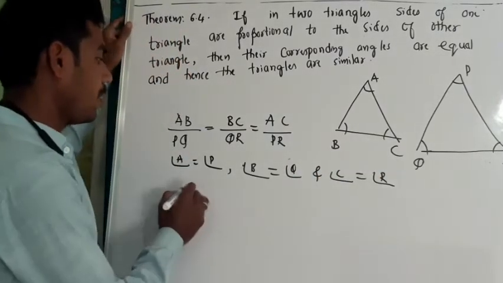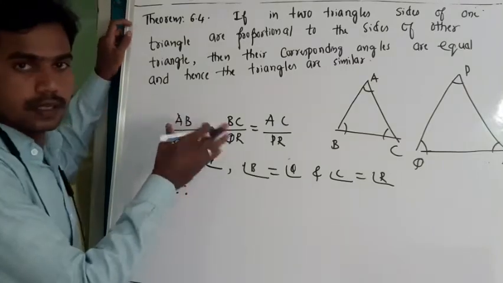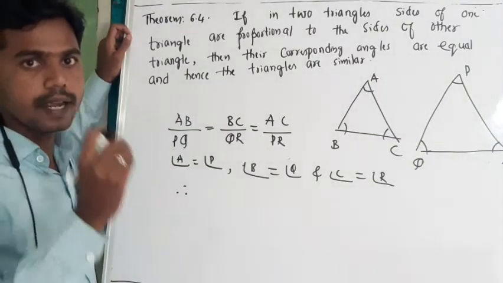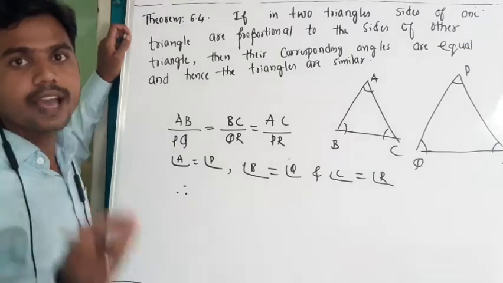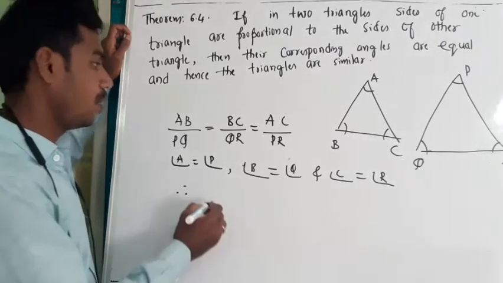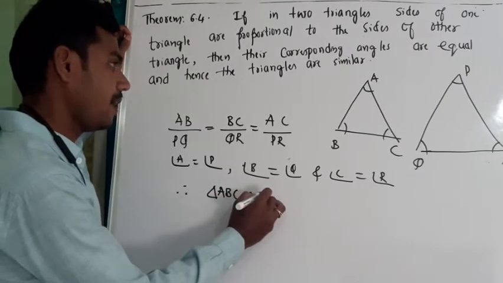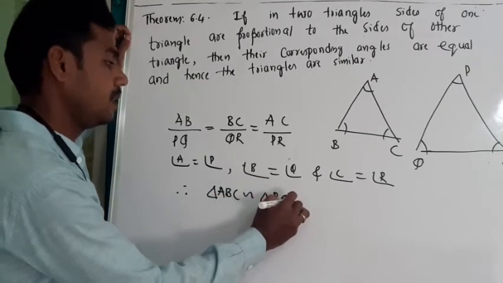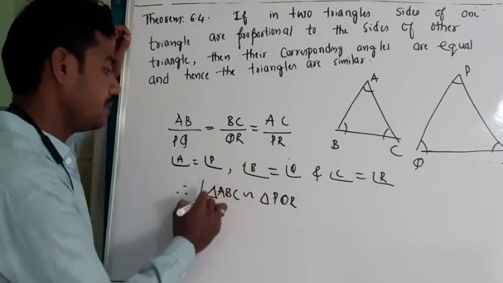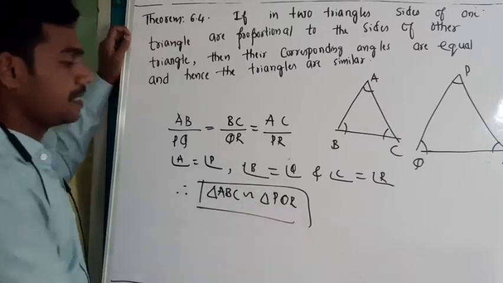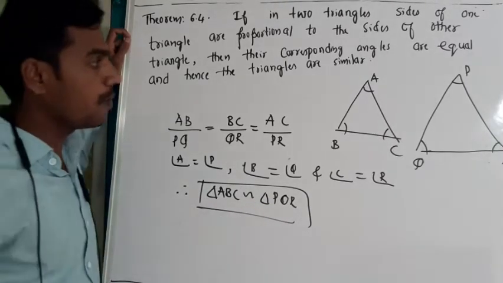So since corresponding sides are proportional and corresponding angles are equal, what we can conclude is triangle ABC is similar to triangle PQR. This is the similarity symbol. Triangle ABC is similar to triangle PQR. One more thing I want to tell you.